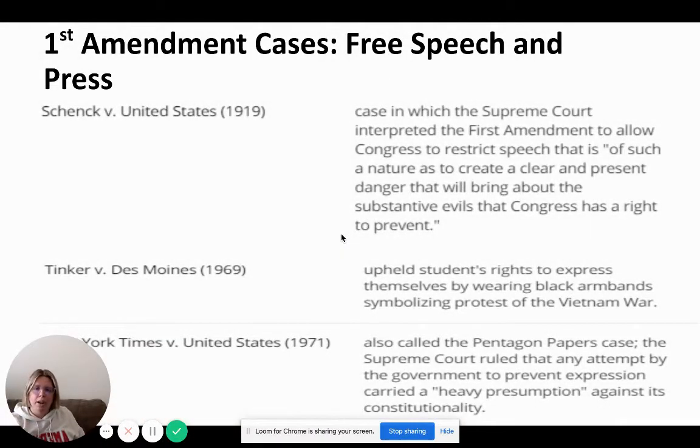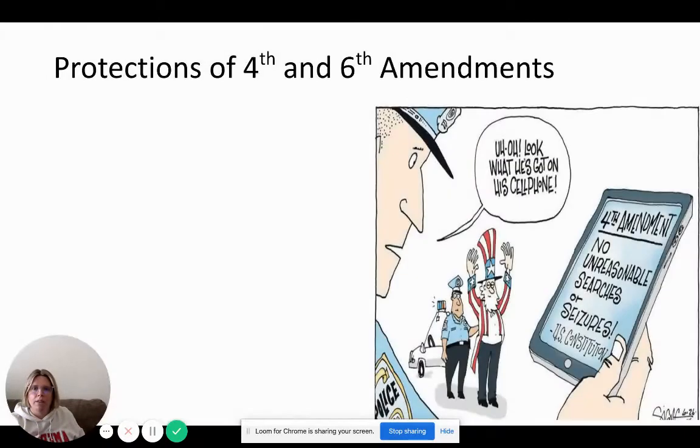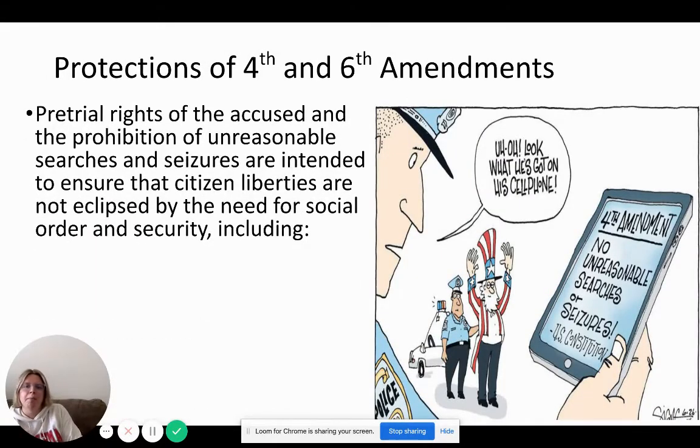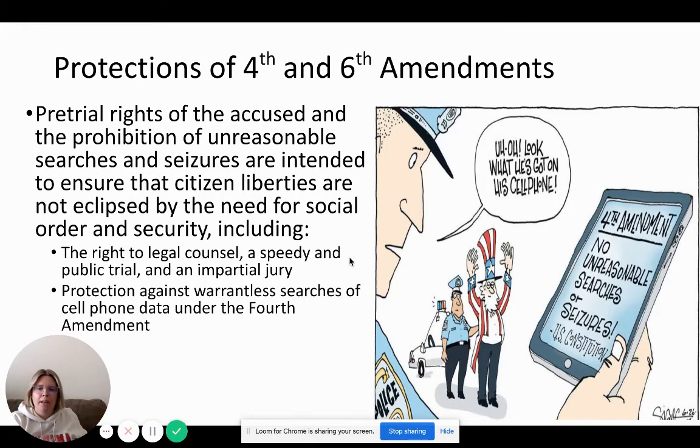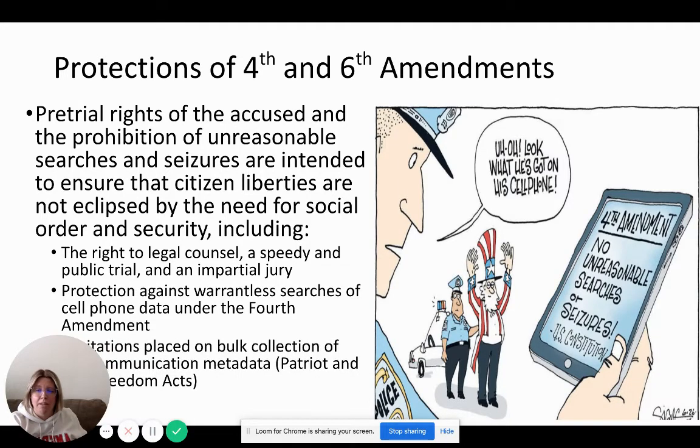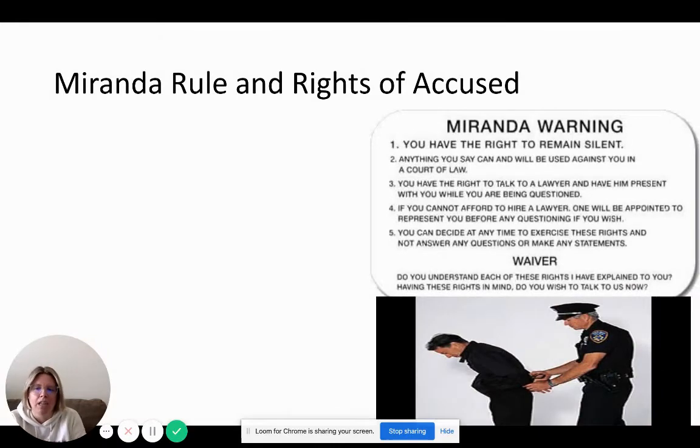So again, Schenck, Tinker, and New York Times versus U.S. Protections on the Fourth and Sixth Amendments: pretrial rights of the accused. So you have rights even before you go to trial. That's important too. Anytime you want a lawyer, you can ask for one. It's not just at your trial you get a lawyer, because there are other things you might need to argue. And so you get legal counsel. They're not supposed to be searching your cell phone data without a warrant. And there are also limitations that were placed on what the government could collect as far as our internet searches, our history, that kind of stuff.